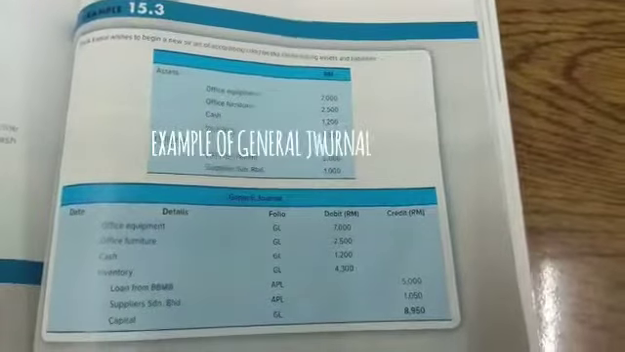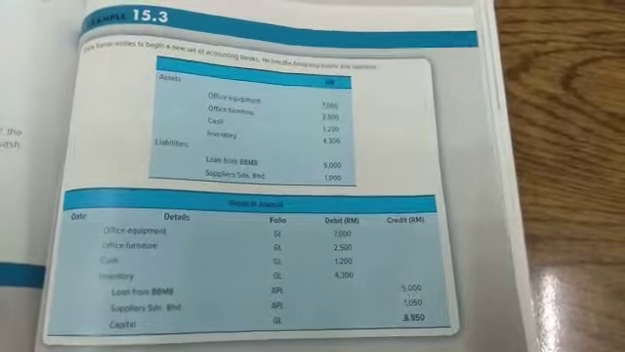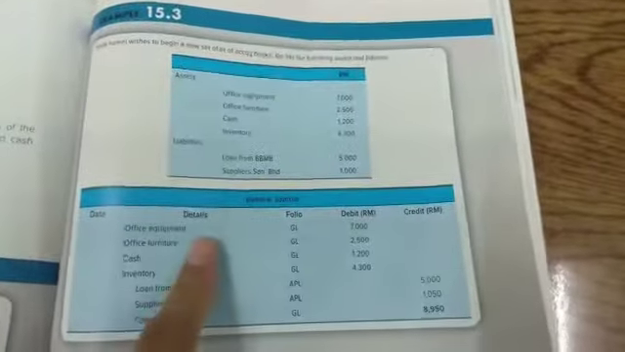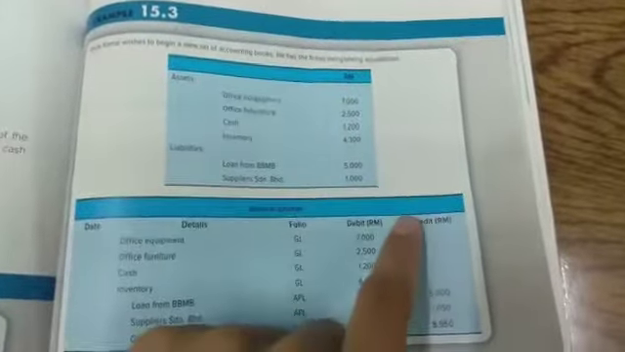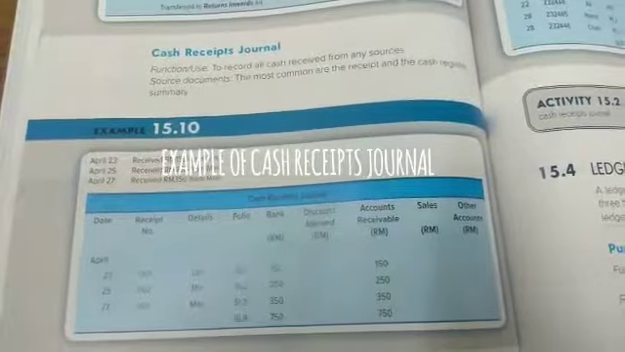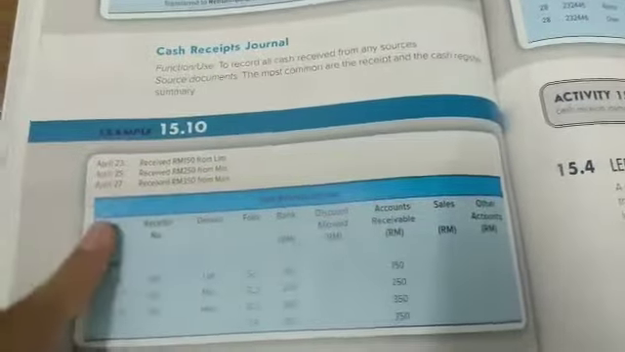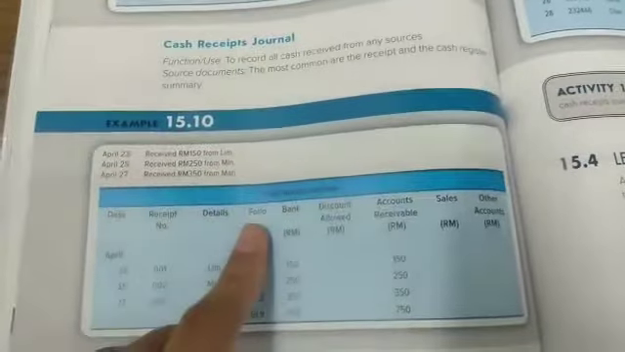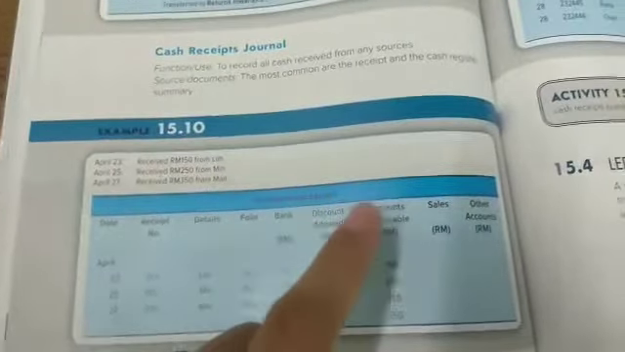This is an example of general journal. General journal consists of date, details, folio, debit, and credit. Next is the cash receipts journal. The function of cash receipts journal is to record all cash received from any sources. The most common are the receipts and the cash register summary. This is an example of cash receipts journal. It consists of receipt number, details, folio, bank, discount allowed, accounts receivable, sales, and other accounts.